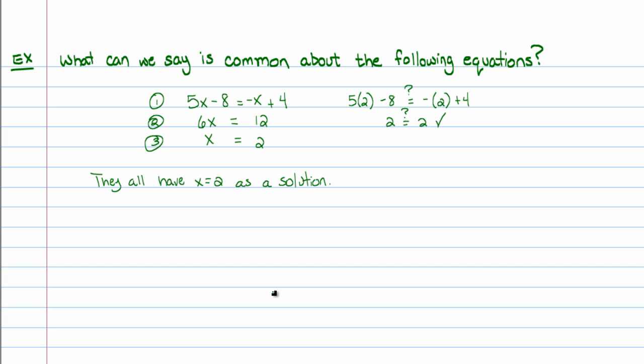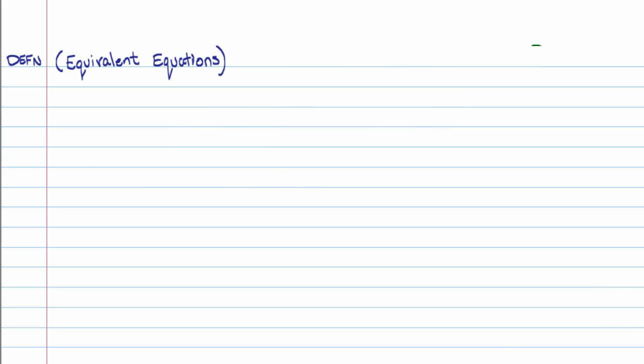They all have x equals 2 as a solution. Well, if they all have the same solution, we could say that they're kind of from the same family. They have the same set of genes or DNA, I suppose, because they all have the same solutions. So let's go ahead and define what that means. These are all called equivalent equations. And what are equivalent equations? Equivalent equations are equations, and you see my shorthand, EQNS means equations to me, having the same solution.